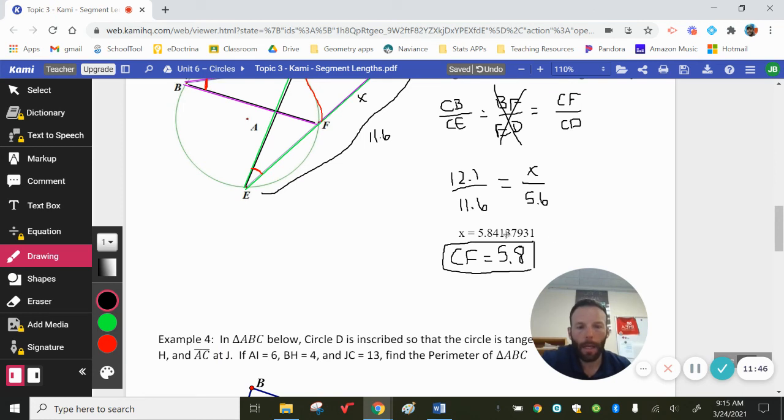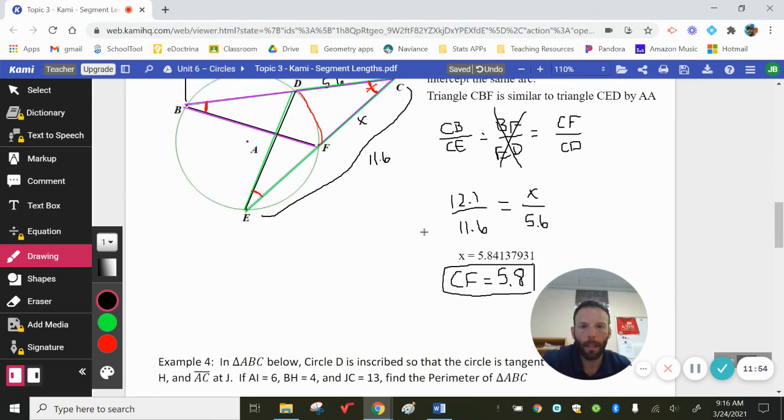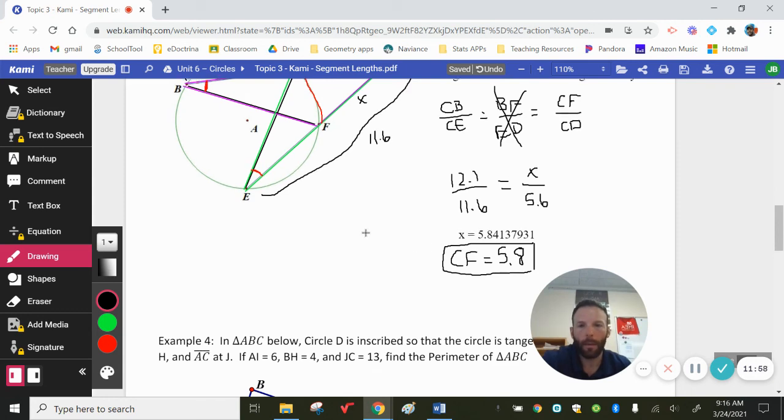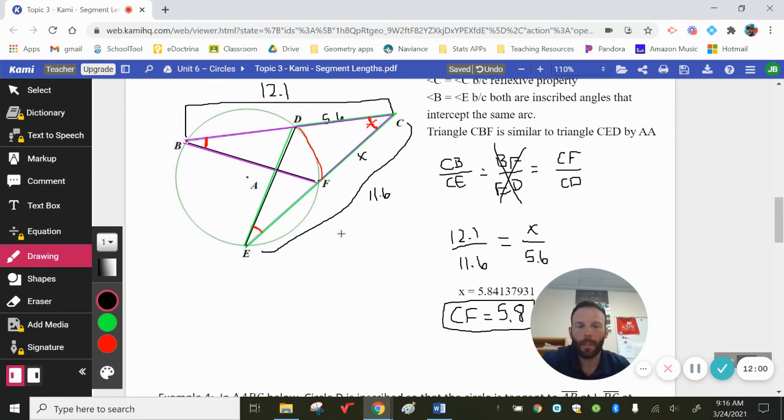So cross multiplying, I ended up with this value for X, but again, since my given values were to the nearest tenth, I rounded my length of CF to the nearest tenth. I called it 5.8. All right, so there's when I have two secants, and that's video number 2 of our 3-part video series.